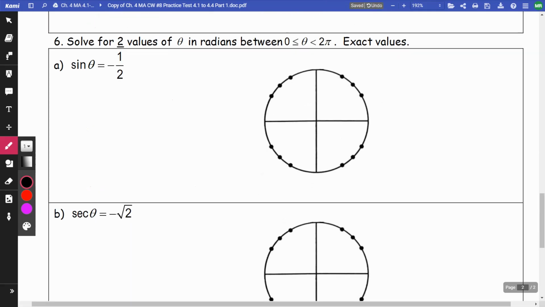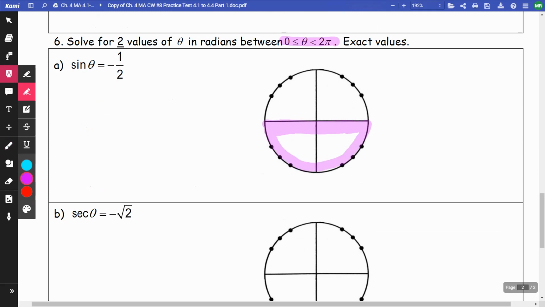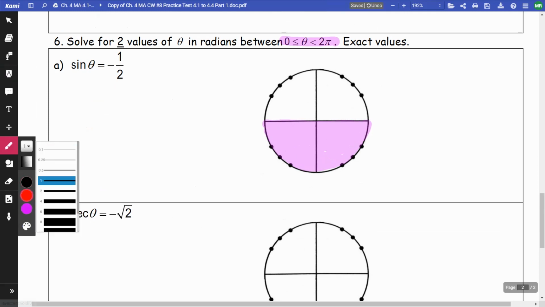On number 6, we want 2 values of the angle, in radians, where my sine is going to equal negative 1/2. So my sine is negative in quadrants 3 and 4. And then my sine is my y value. So I want my y to be a negative 1/2. So it's going to be here and here.